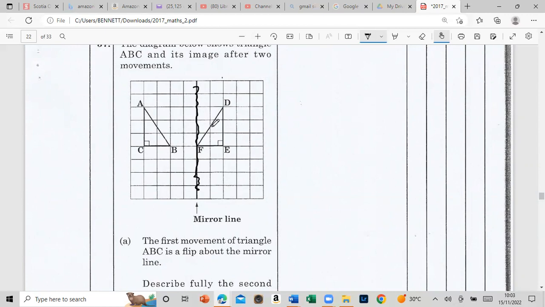Two movements are given. I guess they are saying this is the second, this is the result. And they are saying the first movement of the triangle is to flip about the origin. No, flip about the mirror line. So that means if you flip it, I think it's correct, you know.